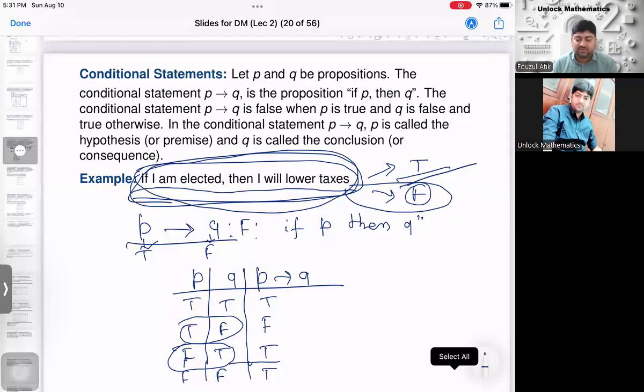So it is false only if P is true and Q is false. This is the only case where it is false. In all other cases it is true. I hope you understand. There is very little logic involved here. In a statement of the kind P imply Q, P is called the hypothesis or the premise, and Q is called the conclusion or the consequence. So we'll see that in several places we'll be using this fact.